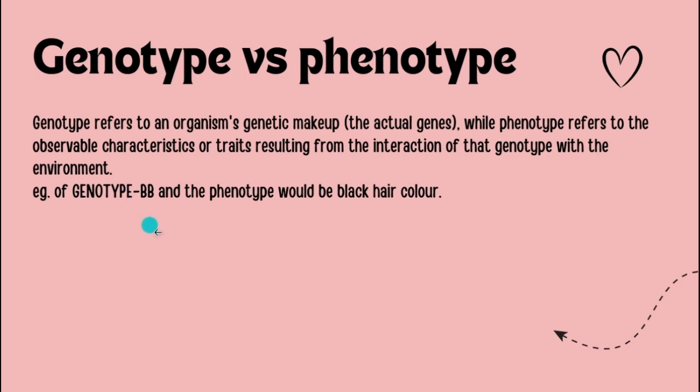So in this situation, if we had a genotype of big B, and we say that the big B goes for black hair, this is the genotype, the genetic aspect. And then the phenotype would be the black hair color.